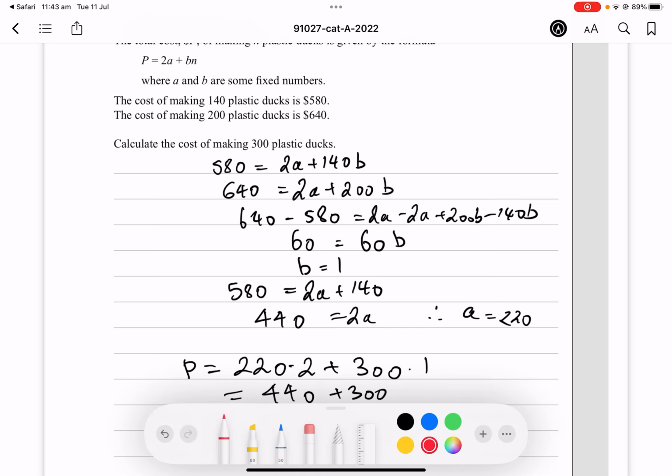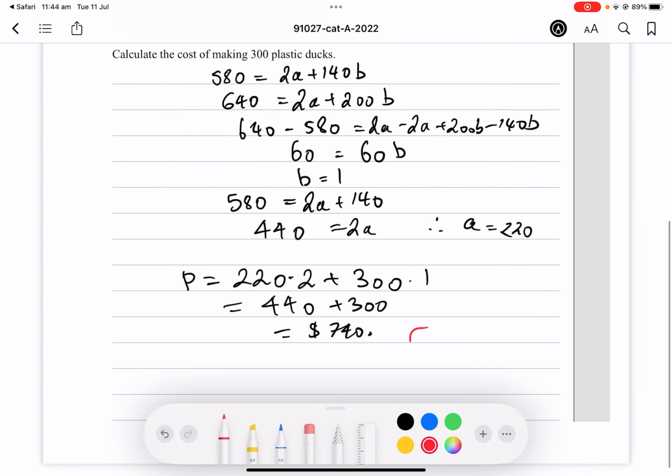If you can get the correct answer of $740, you'll get a merit grade. And to get an achieved grade, if you can form both equations, you can get an achieved. So that's an achieved there.